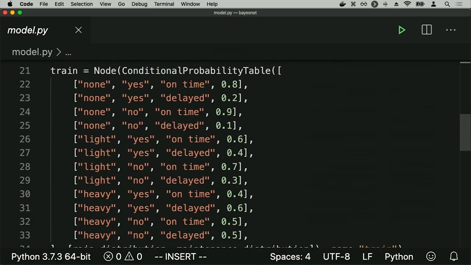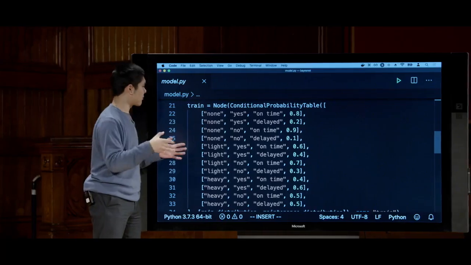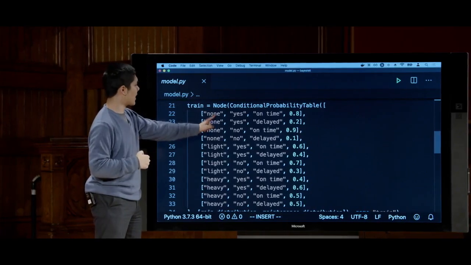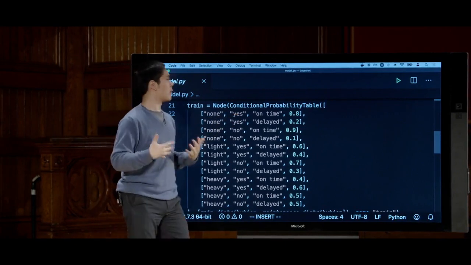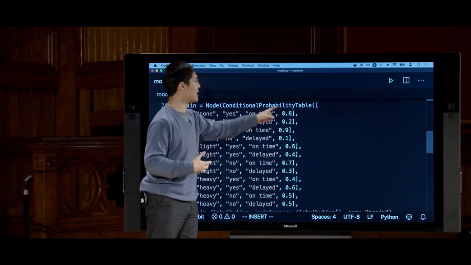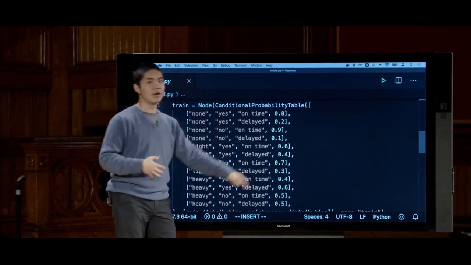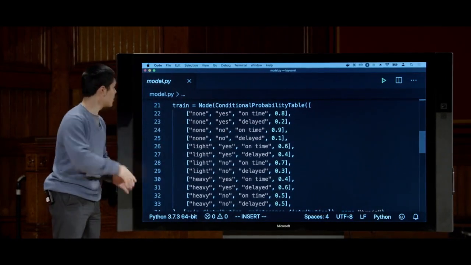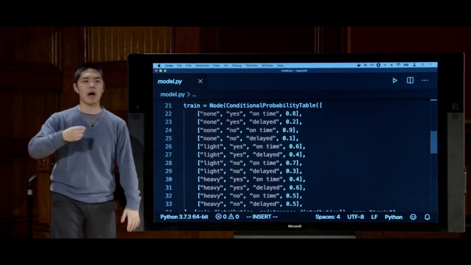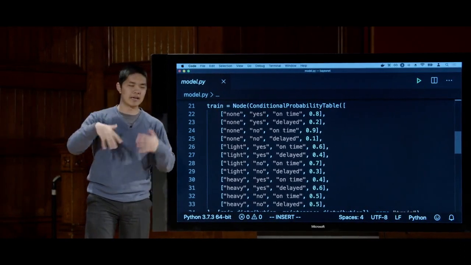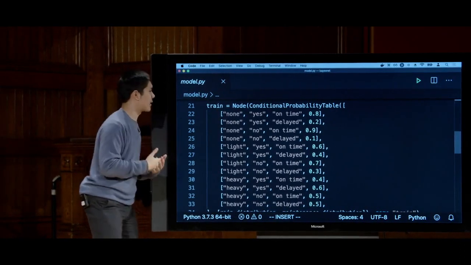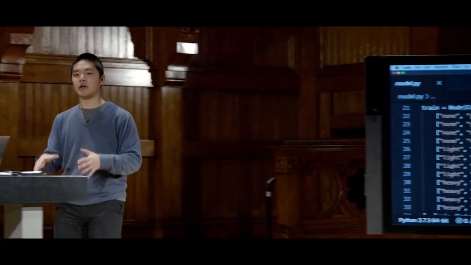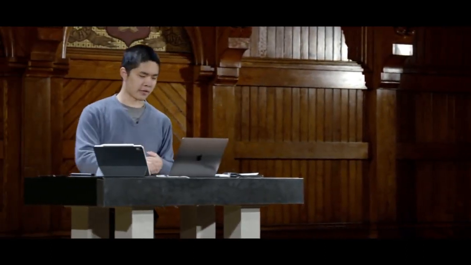Train was a node inside my distribution that was a conditional probability table with 2 parents. It was dependent not only on rain, but also on track maintenance. And so here I'm saying something like, given that there is no rain and yes, track maintenance, the probability that my train is on time is 0.8, and the probability that it's delayed is 0.2. And likewise, I can do the same thing for all of the other possible values of the parents of the train node inside of my Bayesian network by saying, for all of those possible values, here is the distribution that the train node should follow.